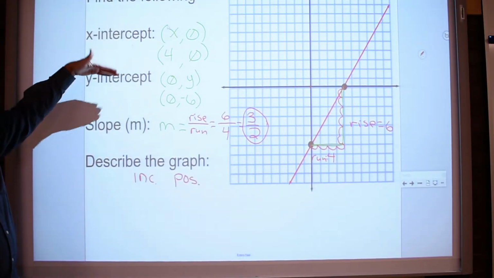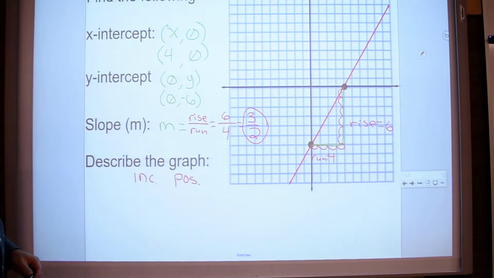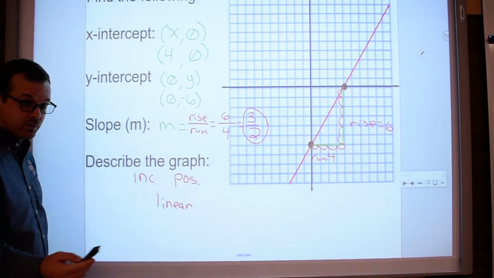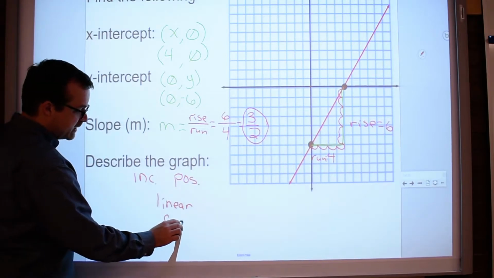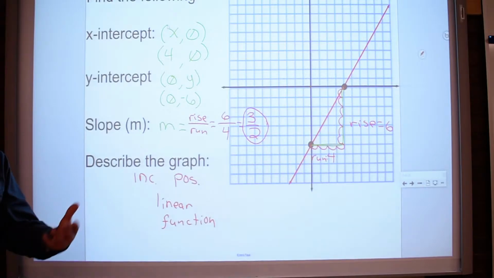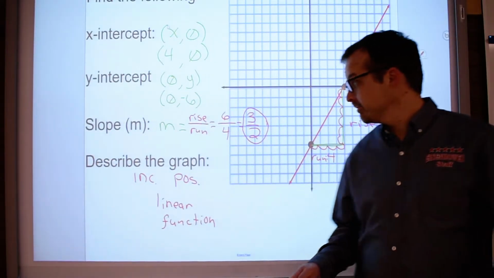We talked about the x and the y-intercepts already. As we go from left to right, it's going up, so it's increasing. Is it linear? Yes, it's a straight line, so we'll say it's linear. And is it a function? That's another one. It's definitely a function because it does pass the vertical line test. So those are all things we could use to describe this graph.